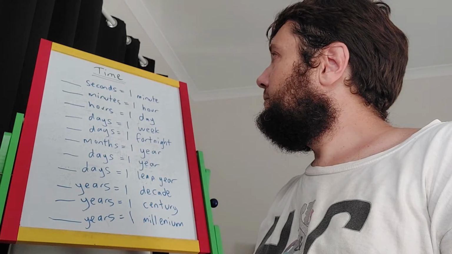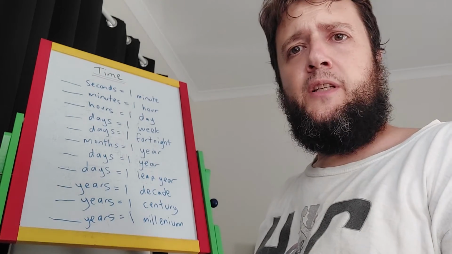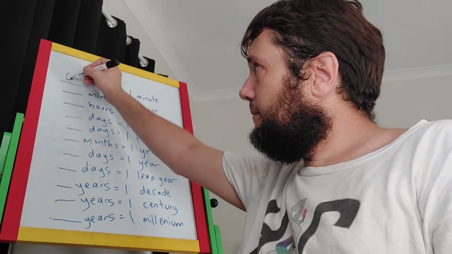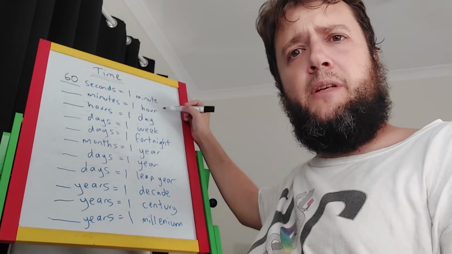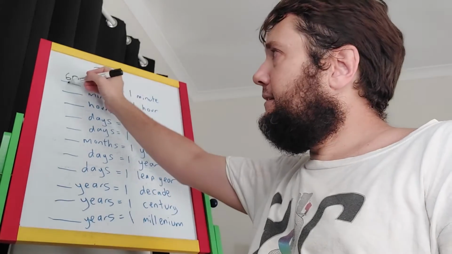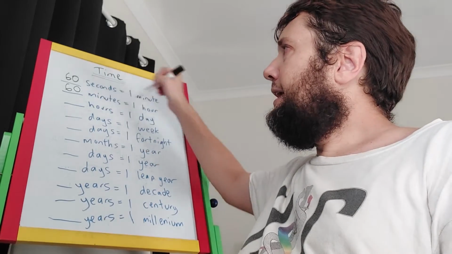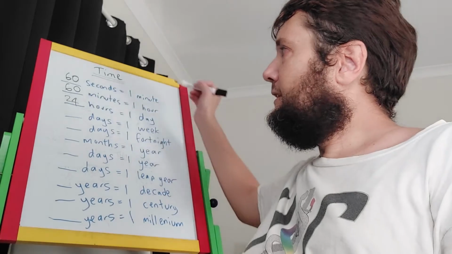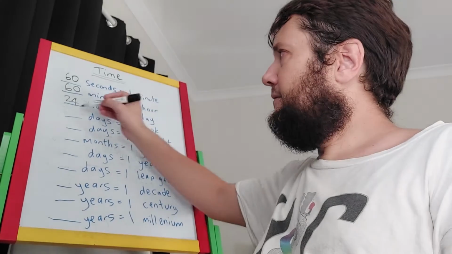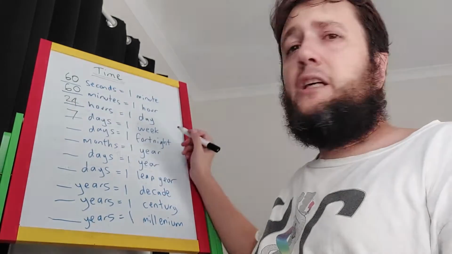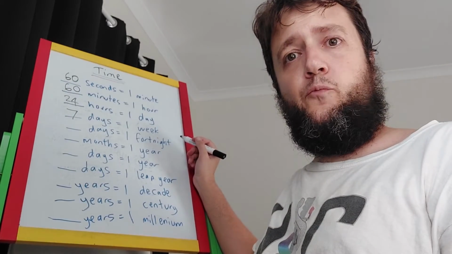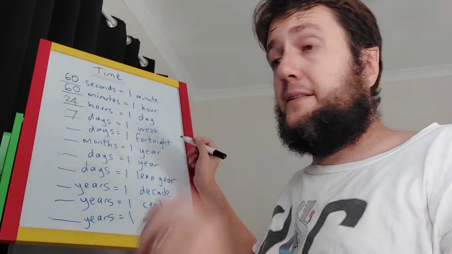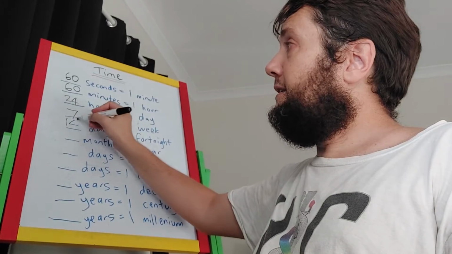We've got how many seconds in a minute? I'm really hoping you know that's 60. We've got how many minutes in an hour? Again, 60. How many hours are in a day? 24. How many days are in a week? 7. How many days are in a fortnight? Remember, a fortnight is 2 weeks. So that's going to be 14 days.